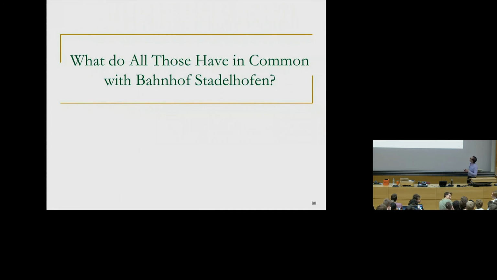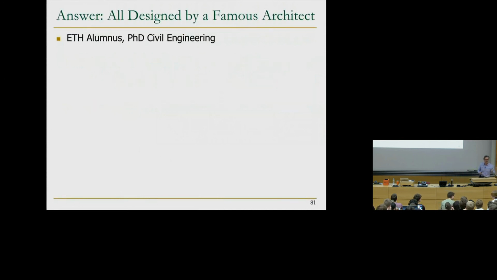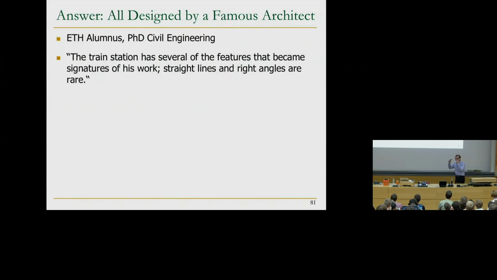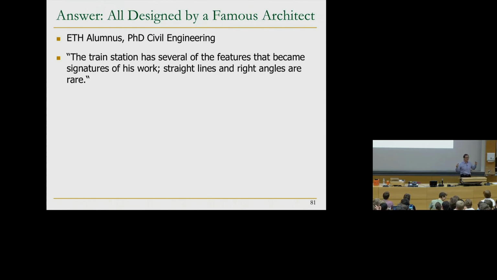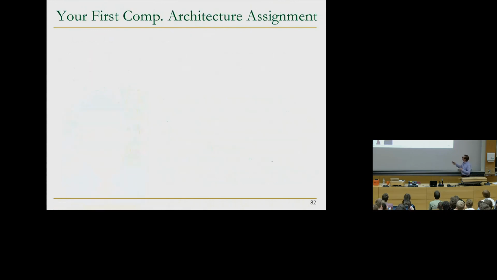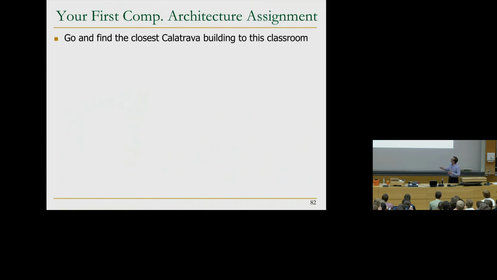Exactly. And he's an ETH alumnus, and he has a PhD in civil engineering. Basically, the train station has several of the features that became signatures of his work. So this was actually his first, I don't want to call it a masterpiece, but his first big assignment, if you will, Stadelhofen. And later, he built a lot of things, many of them train stations, but not only train stations. Basically, straight lines and right angles are rare, as you can see. You can read more about him clearly, and that's what he looks like. So this is your first computer architecture assignment. Go ahead and find the closest Calatrava building to this classroom. I'm not going to give you hints, but maybe you know, okay?